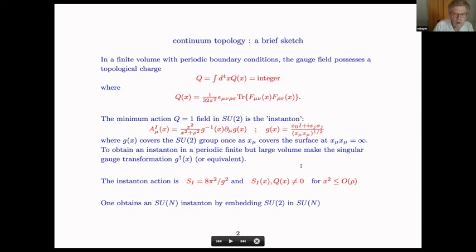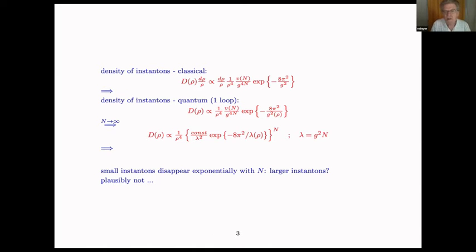So the density of these instantons, as we saw yesterday, is given by this for an SU(N), 8 pi squared over g squared for the action. This is the classical density. There's a 1 over g to the 4.